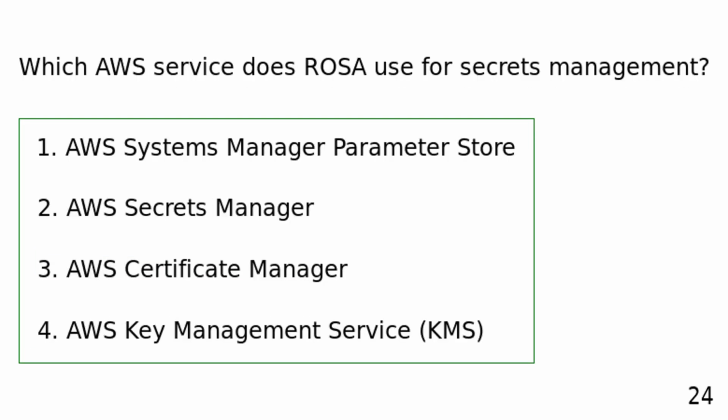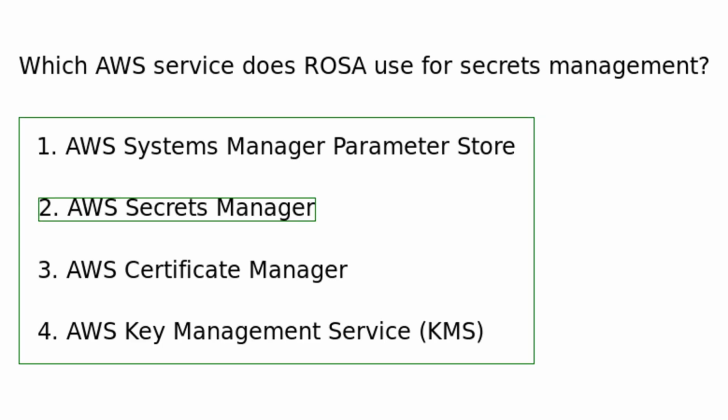Which AWS service does ROSA use for secrets management? AWS Systems Manager Parameter Store. AWS Secrets Manager. AWS Certificate Manager. AWS Key Management Service. ROSA can integrate with AWS Secrets Manager to securely store, manage, and retrieve secrets like database credentials.